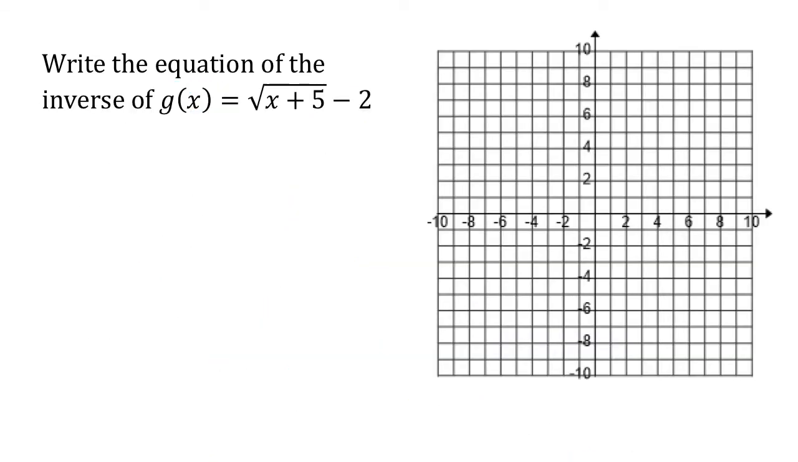Okay, one more problem. We're going to write the equation of this inverse. I just have this graph here. We don't have to graph it, but I want to show, like on that other problem, what's going on when we find the inverse of this square root function. So I'm going to do the same thing I did with the other problems. I'm going to list out the order of operations in the original.